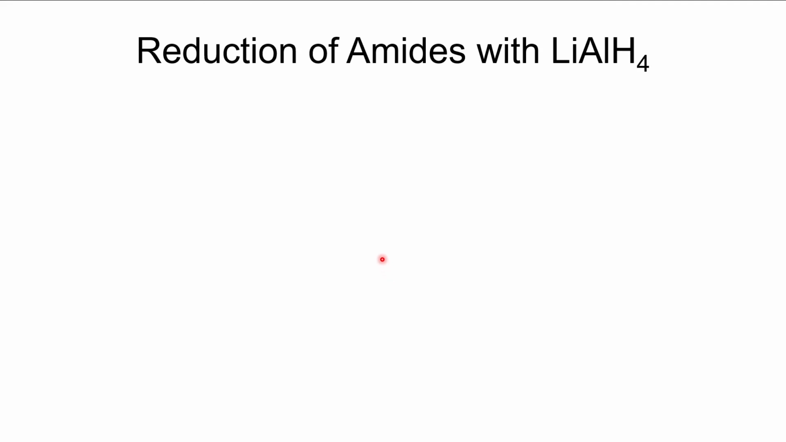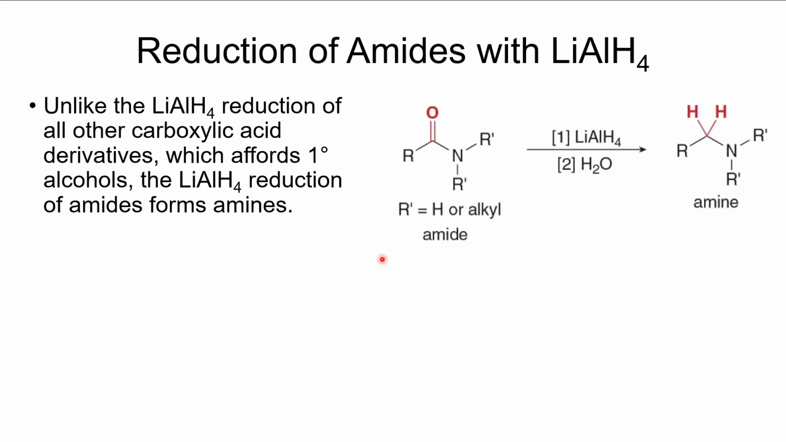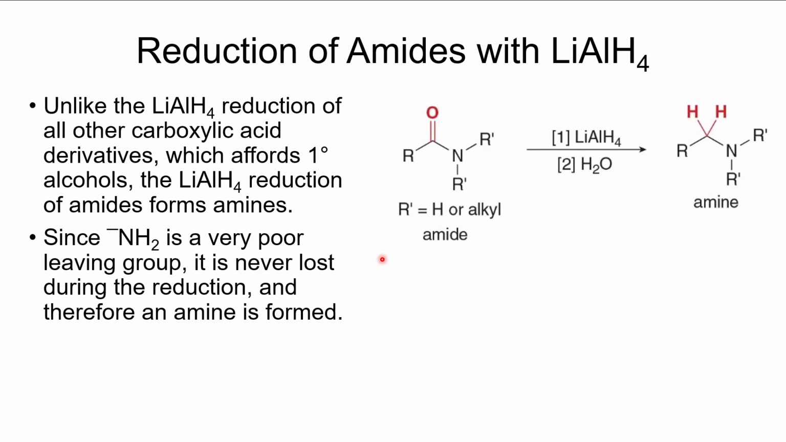When it comes to doing reduction of amides with lithium aluminum hydride, something interesting happens. With lithium aluminum hydride and amides, we don't get reduction to an alcohol. That's because our amide functional group, the NH2-, is a very poor leaving group. And so when we do this, we end up getting an amine, not an alcohol. So here is an example. Here is propanamine, and if we take propanamide and reduce it with lithium aluminum hydride, we will get propanamine. So we do not get the alcohol, we get the amine.